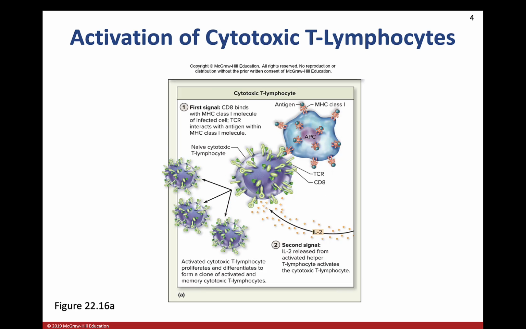Here's the activation of a cytotoxic T lymphocyte. Notice it's relatively similar to what we just saw, except now we're looking at an MHC class 1 because it's a cytotoxic T cell. The cytotoxic T cell binds with the MHC class 1 molecule of the infected cell, and then the TCR interacts with antigens within the MHC class 1 molecule. As previously, there is a second signal, and this is interleukin 2, which is released from activated helper T lymphocytes, and that activates the cytotoxic T cell. Once it's activated, the cytotoxic T cell proliferates and differentiates to form a clone of activated and memory cytotoxic T cells.